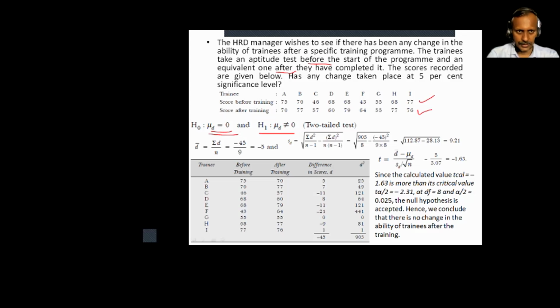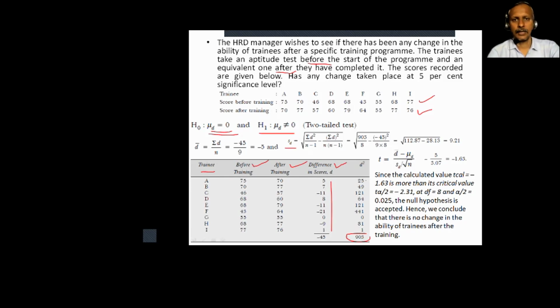From the table we can see the list of the trainees, and here we have the scores before training and this is after training. These are the values we have got, and we find the difference, that is d, the difference between the two training scores, and then we have d squared. We are calculating the square of this d, that comes to 25, and the total of the summation of d squared is 903.